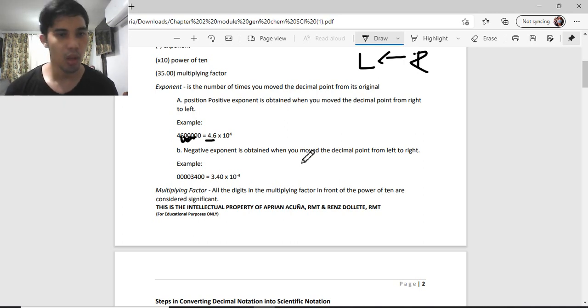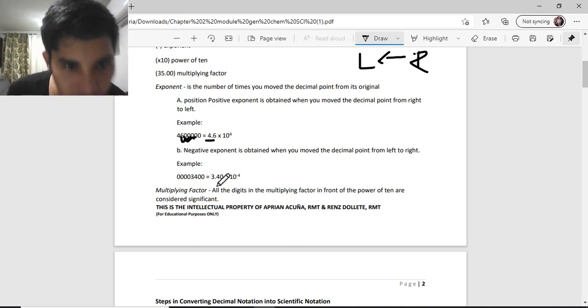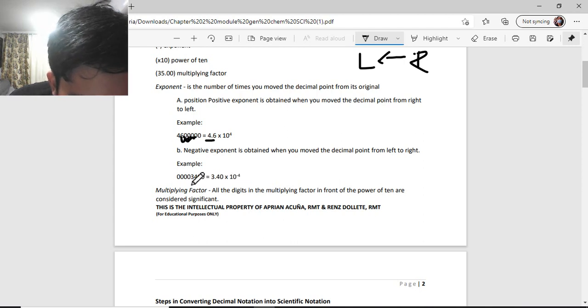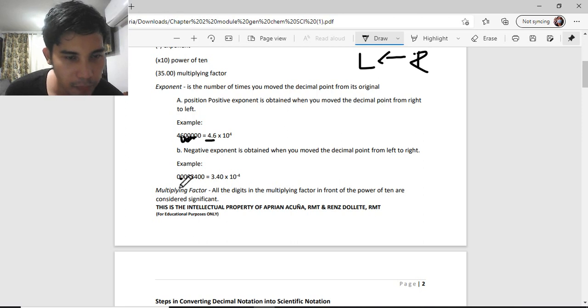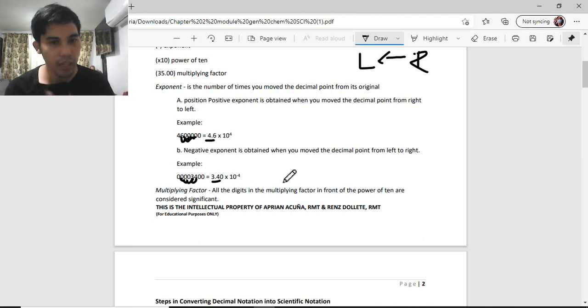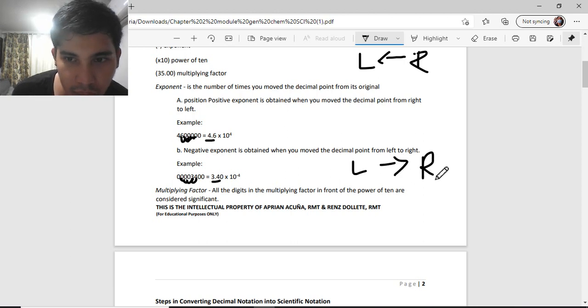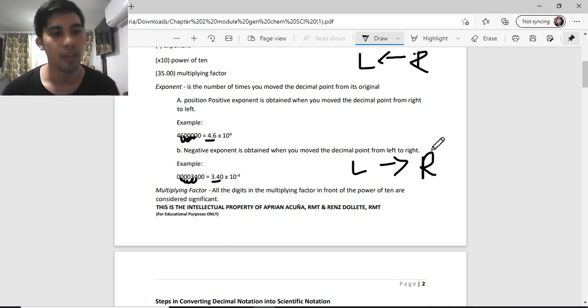Now, the negative exponent is very simple. It is the opposite of the positive. Here, the value is negative 4: 1, 2, 3, 4. The original decimal point is between the first 0 and the second 0. There is an error in our module. It moved from left to right, 1, 2, 3, and 4. So your multiplying factor is now 3.4 times 10. Because it moved from left to right, it gains a negative exponent.